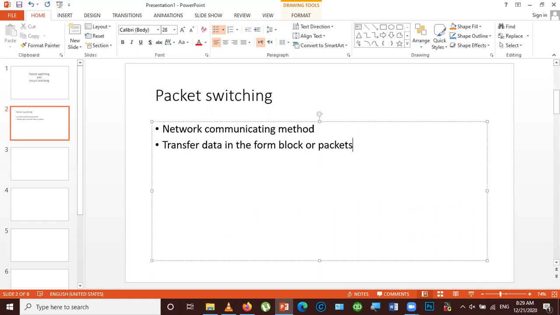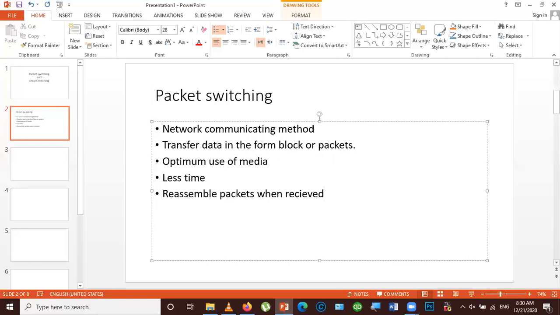So we can see that we can make optimum use of media and less time is consumed. This method is used, less time consumed, and packets are reassembled when received.